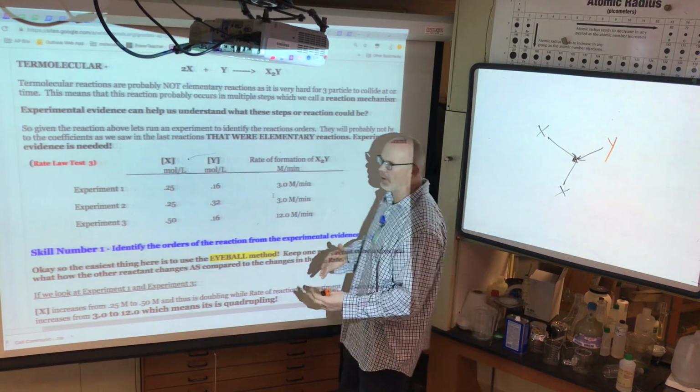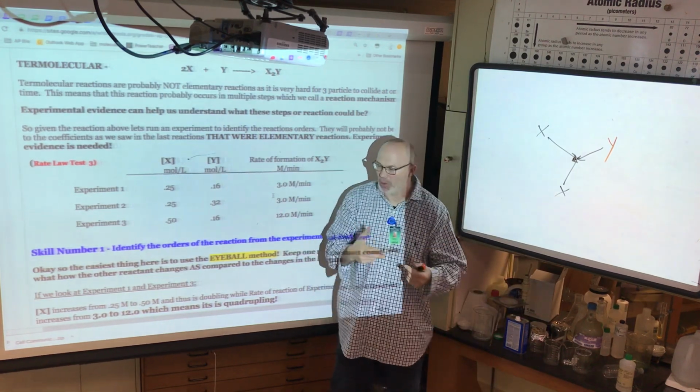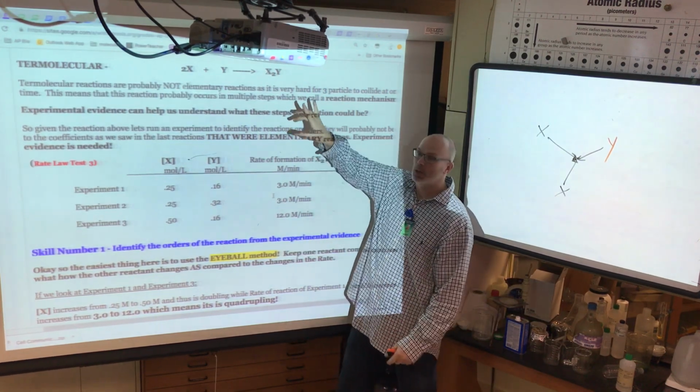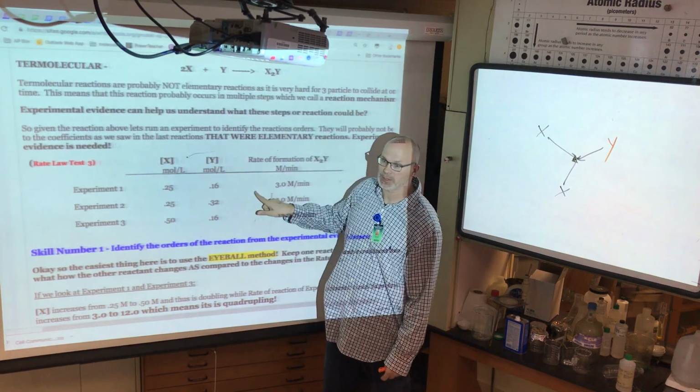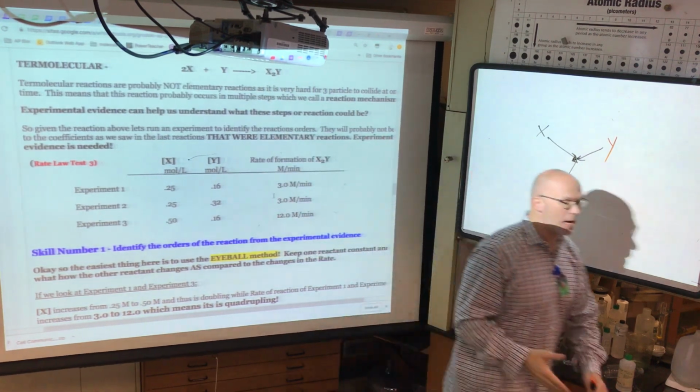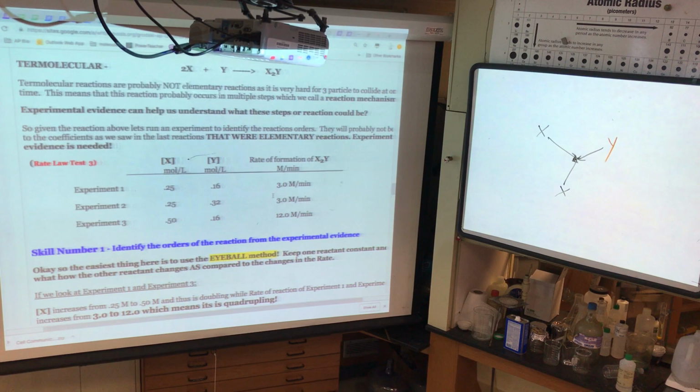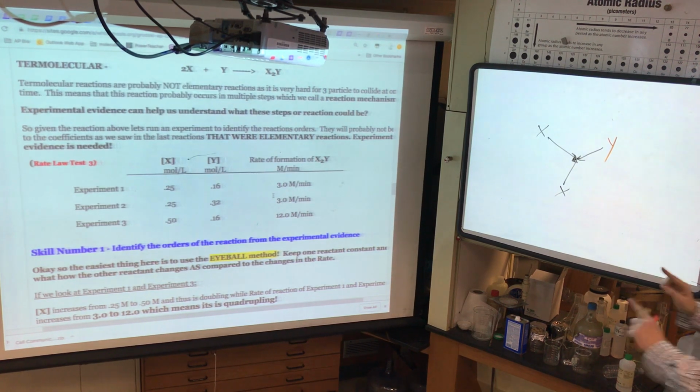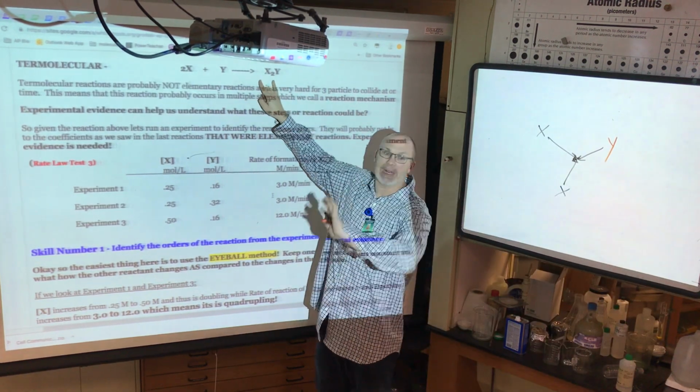Could it occur? Sure. But gosh, 3 things colliding into 1, that to me is unreasonable. But we don't know until we test it. You have to test it. Everything in rate law is based upon experimental evidence. You cannot look at a chemical reaction and make any determination.